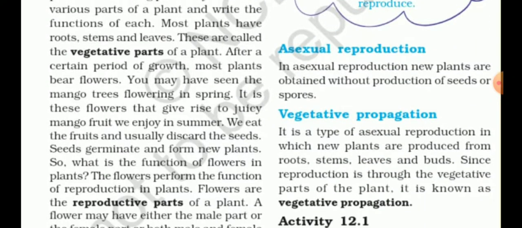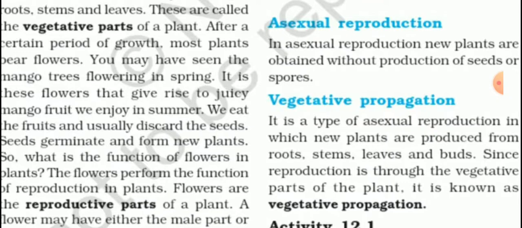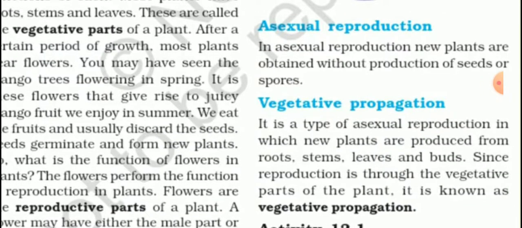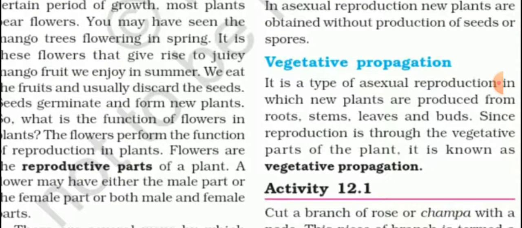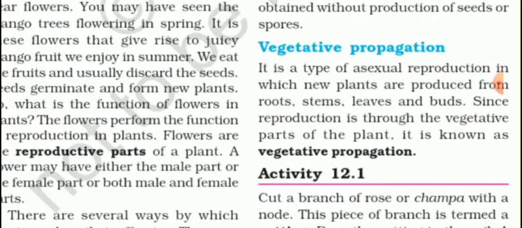In asexual reproduction, new plants are obtained without production of seeds or spores. That is asexual reproduction. Next, vegetative propagation. It is a type of asexual reproduction in which new plants are produced from roots, stems, leaves and buds. Since the reproduction is through the vegetative parts of the plant, it is known as vegetative propagation.